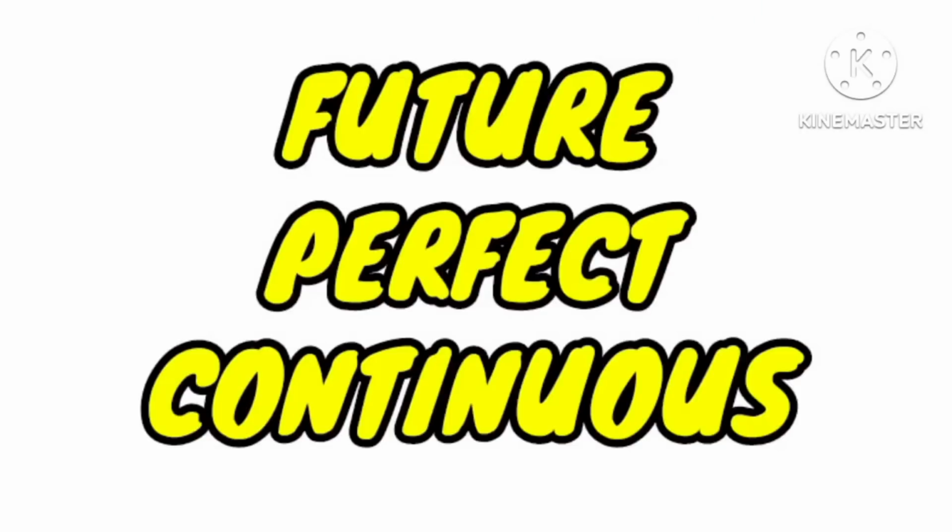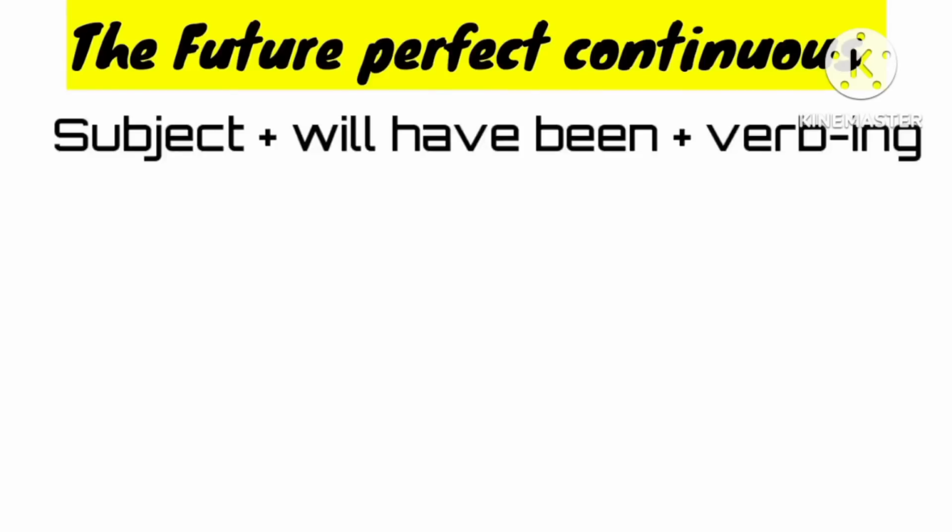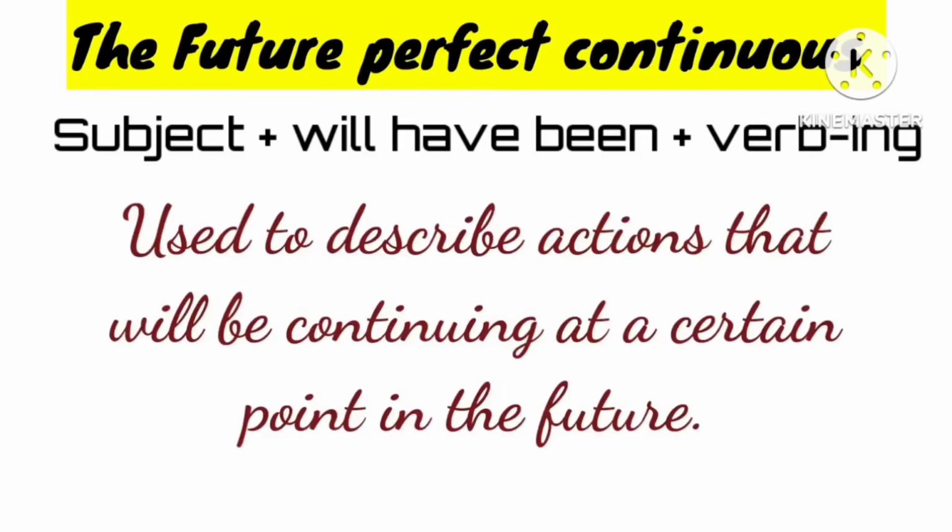Next, finally coming to the last tense of future tense, that is future perfect continuous tense. The structure of future perfect continuous tense is subject plus will have been plus verb ing. Future perfect continuous tense is used to describe actions that will be continuing at a certain point in the future. In this case also we are going to mention the particular point of time.